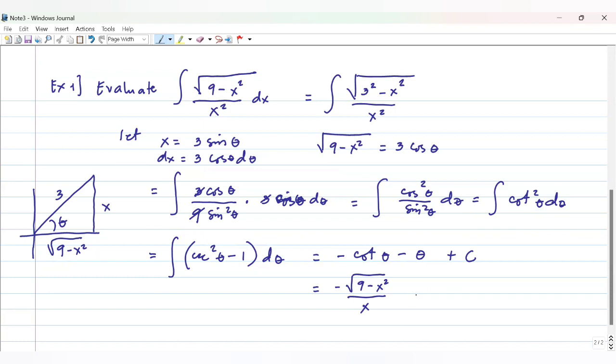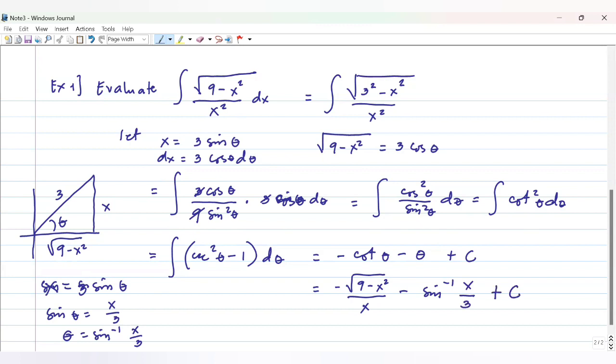Okay, and what is theta? Looking at this one, if your x is equal to 3 sine of theta, your sine of theta is equal to x over 3. So therefore, your theta is the arc sine of x over 3. So therefore, the answer is negative the square root of 9 minus x squared over x, minus the arc sine of x over 3, plus c. So this is already your final answer. Okay? So that is for case 1.